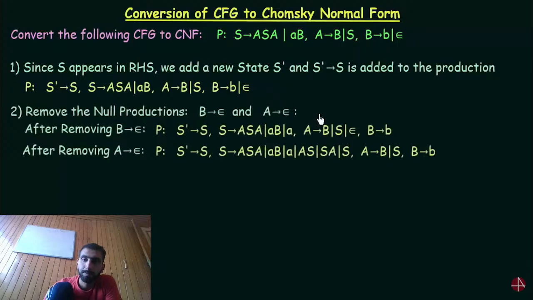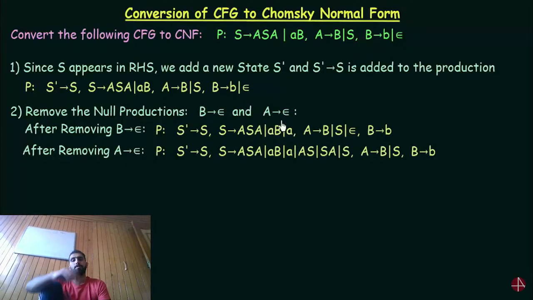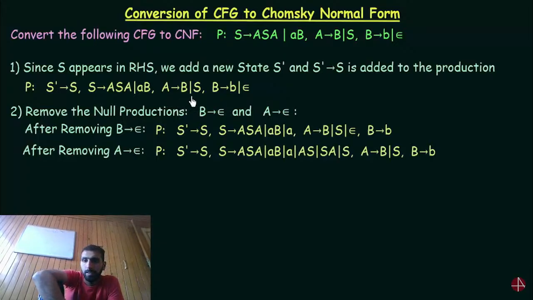In the second step, we have to check if there are any null productions, and we have to remove them. So let us see what null productions we have. Here we see that B gives epsilon. This is a null production. And also A gives epsilon. It is not directly there in this production, but I will show you how it comes as we proceed. If you don't know how to remove null productions, I suggest that you watch the video in which we discussed how to remove null productions from a context-free grammar. Okay, so we have two null productions here.